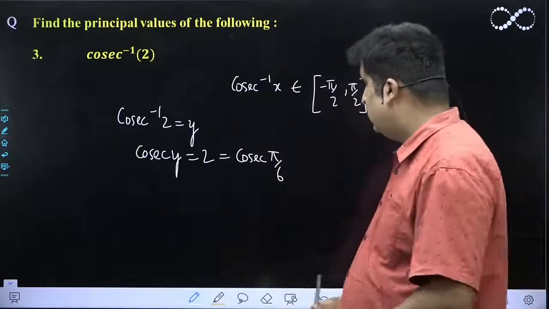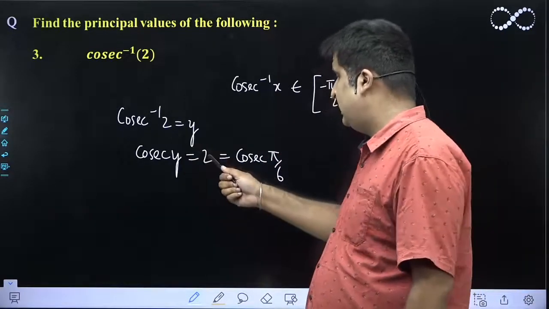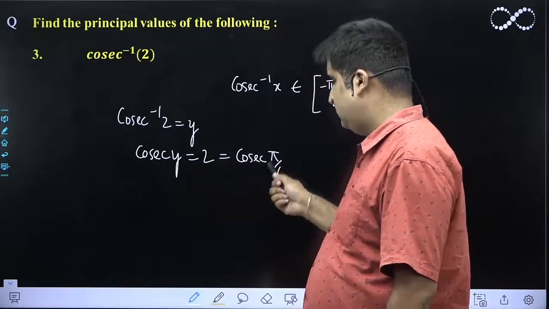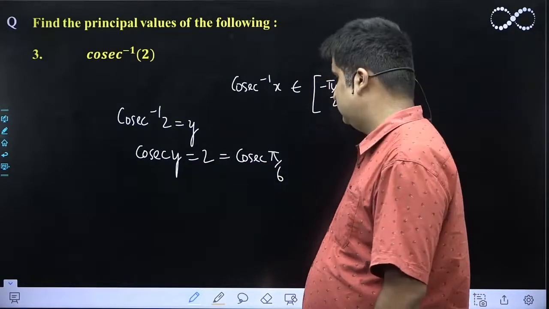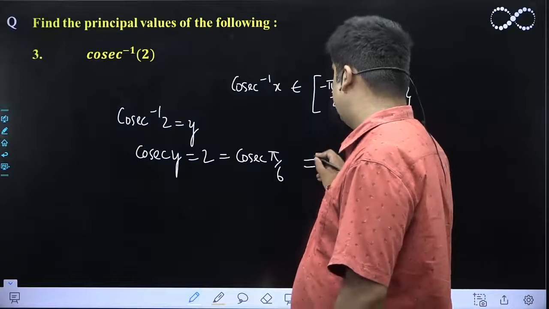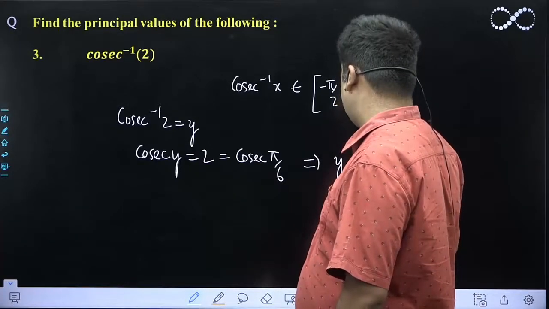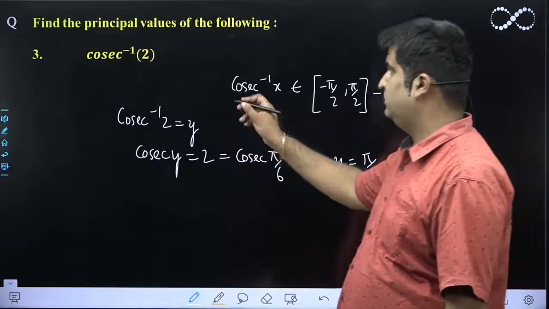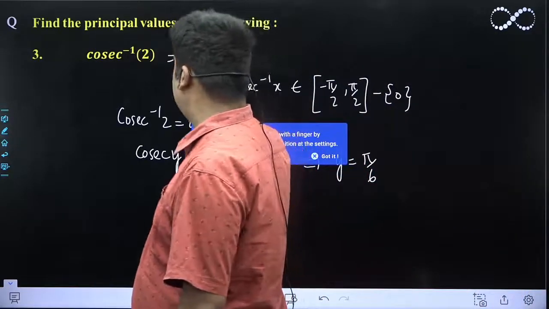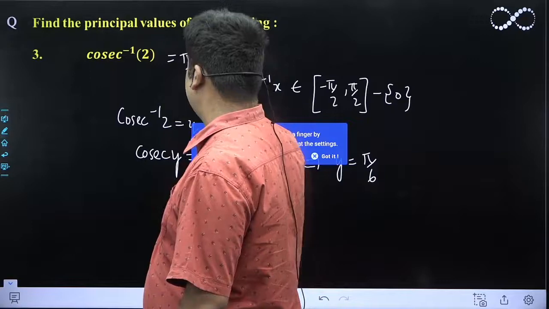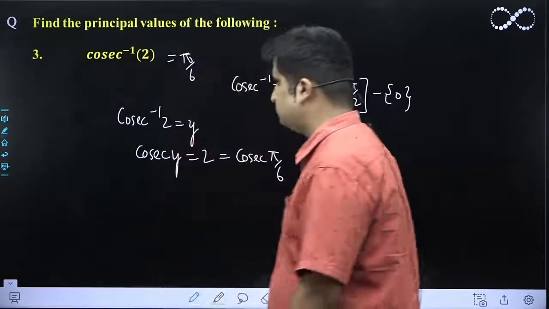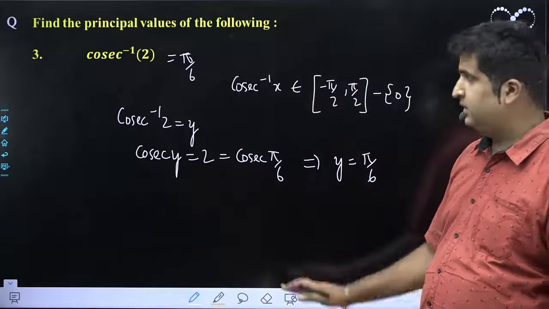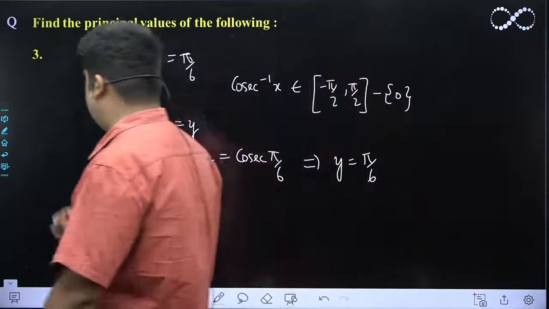That cosecant becomes 2 when theta is equal to pi by 6, okay? So therefore, from here y is equal to pi by 6. So therefore, this value equals pi by 6. Clear? Moving on to the next problem.